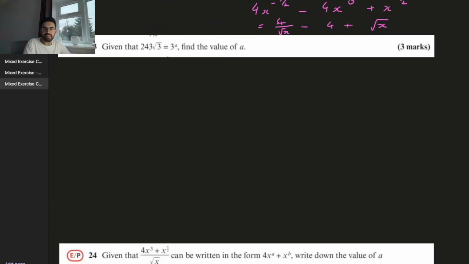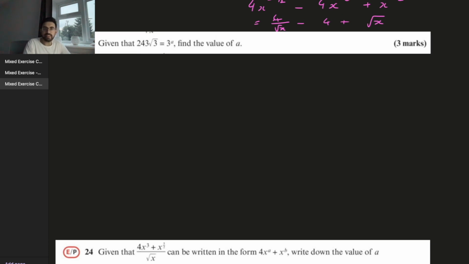Let's move on to 23 and quickly get towards the end of this. In question number 23, this one's a little bit of a challenge as well. We're going to start off with expressing the 243 into 3 to the power something. Now, with a little bit of trial and error, hopefully you guys know that 3 to the power 5 is 243. If you're not sure, just try.